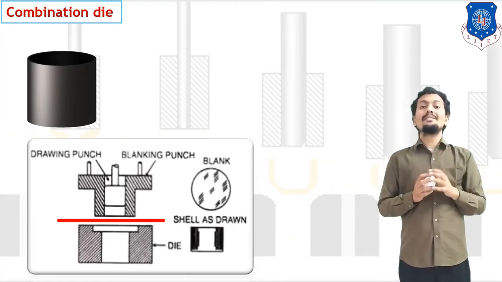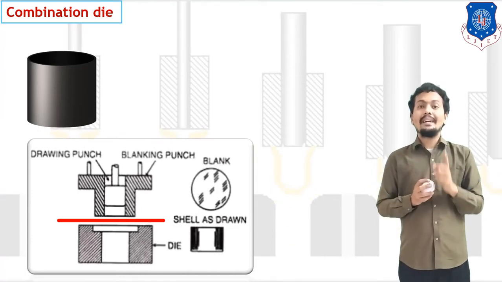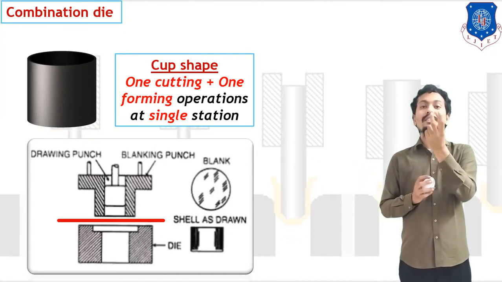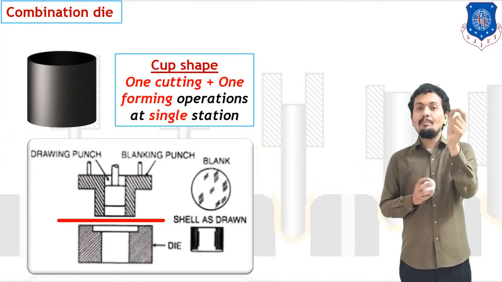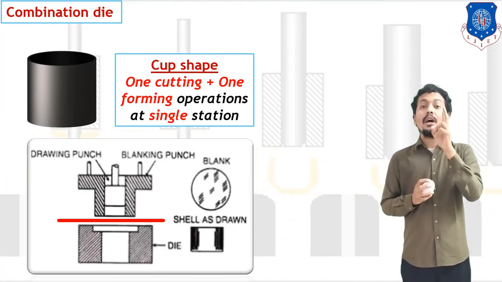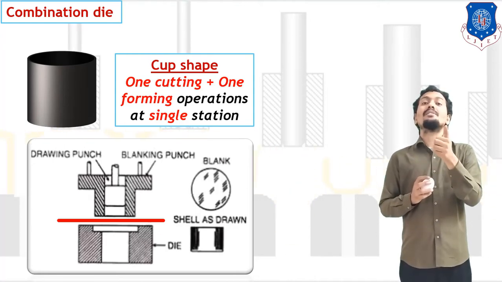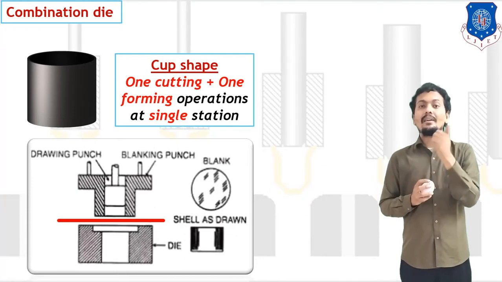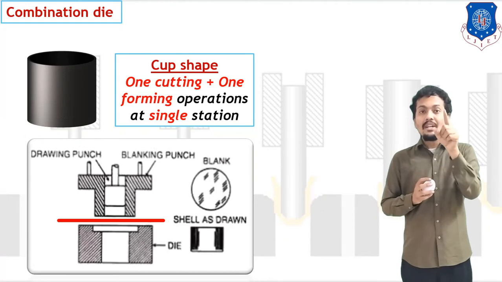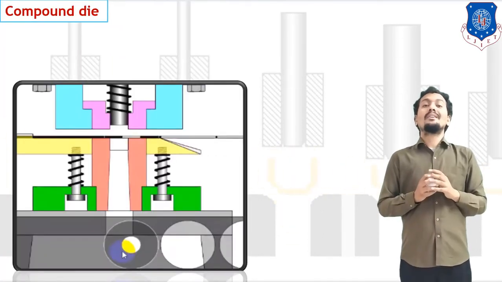So here two operations are performed. With the help of one punch we can cut our metal, that is the blanking punch, and the second punch is a drawing punch, and with the help of this drawing punch we can make our metal flow plastically in the cavity, right? So here two operations are performed at a single station, but one operation is a cutting operation, that is blanking, and another operation is a forming operation or shaping operation, in which only shape will be given to the sheet metal, right? So here I mentioned the compound die.